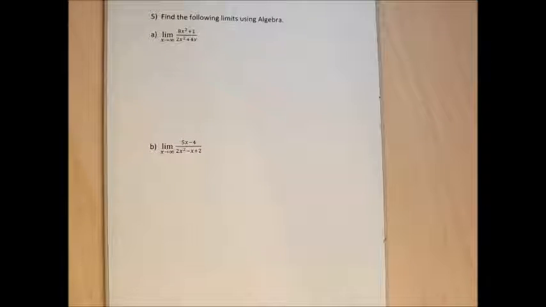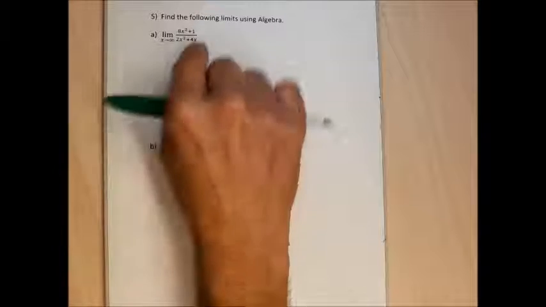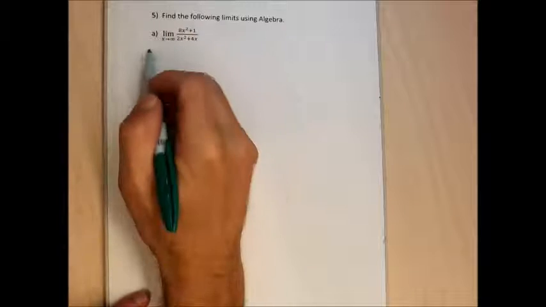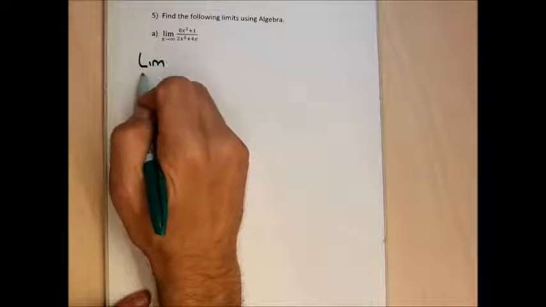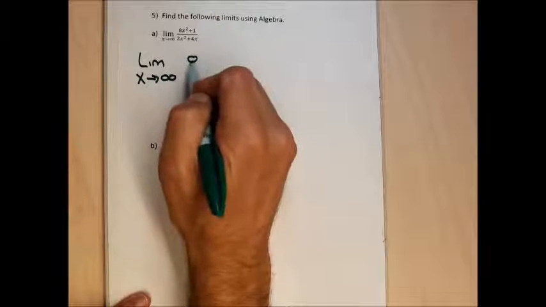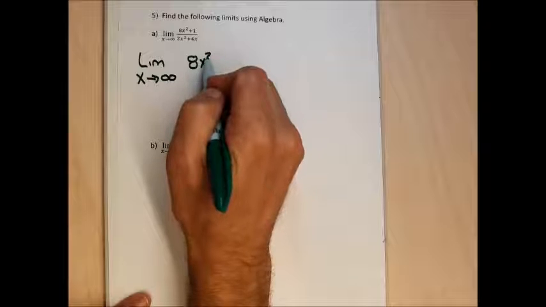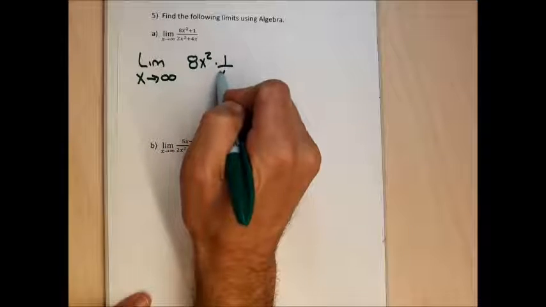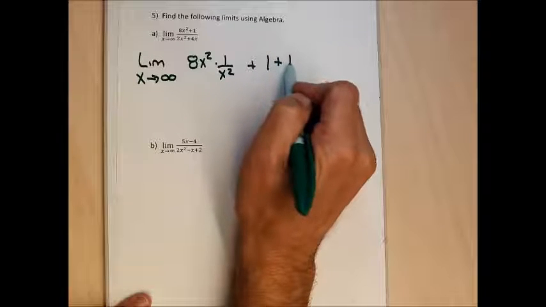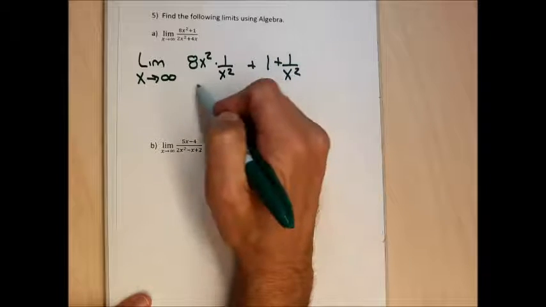For question 5, it's a limit at infinity of a fraction. And to do these kinds of limits using calculus and not using algebra shortcuts, I search the fraction and look for the highest power of x. In this case, it's x squared. And I rewrite the problem by multiplying every term by 1 over that highest power of x. I'm going to take the 8x squared, multiply it by 1 over x squared. I'm going to take the 1, multiply it by 1 over x squared for the numerator.